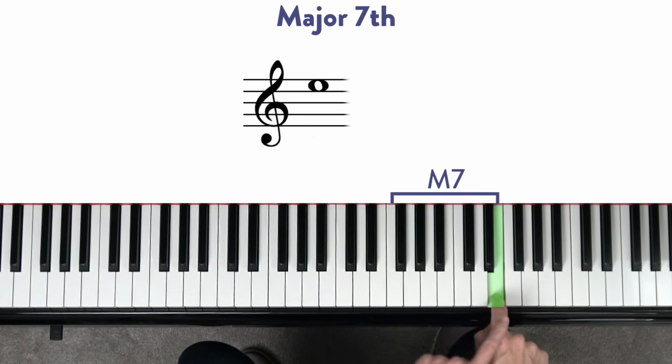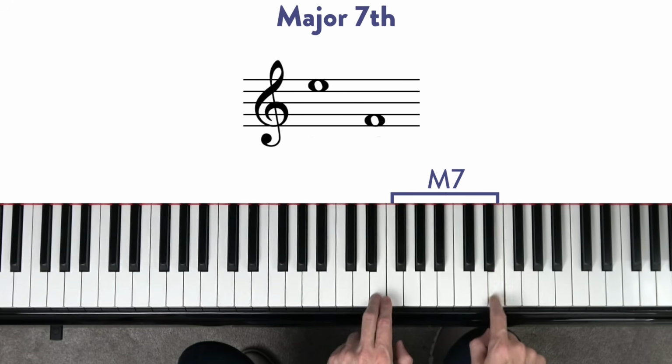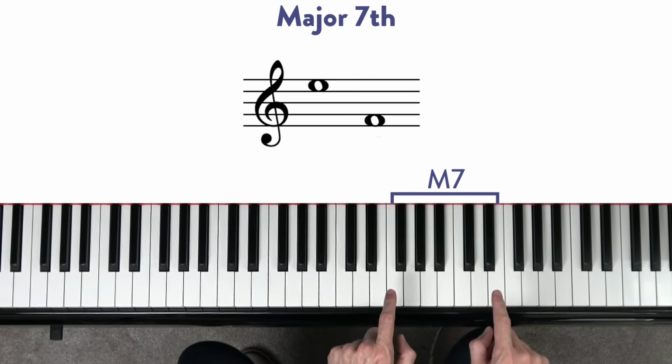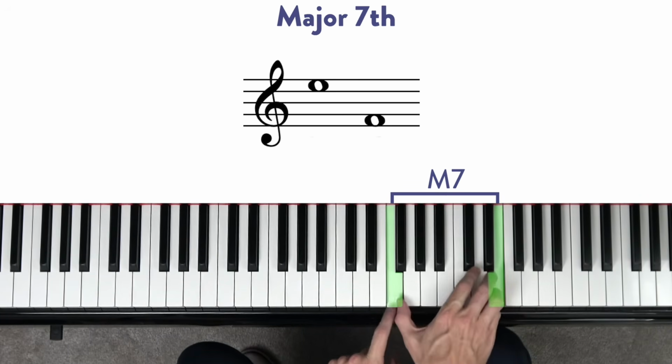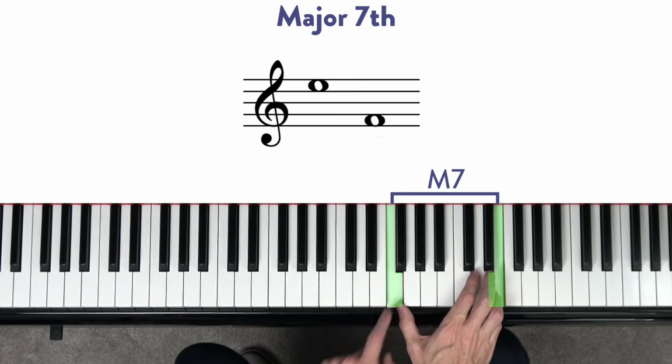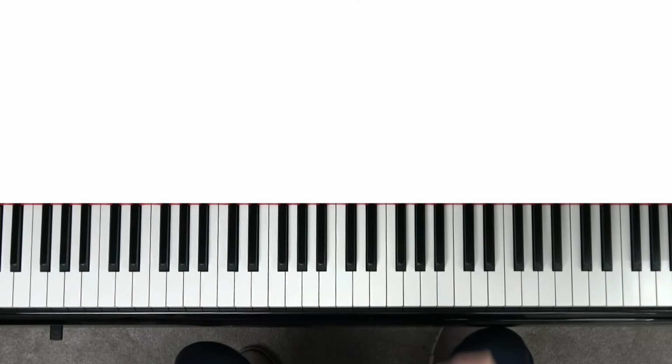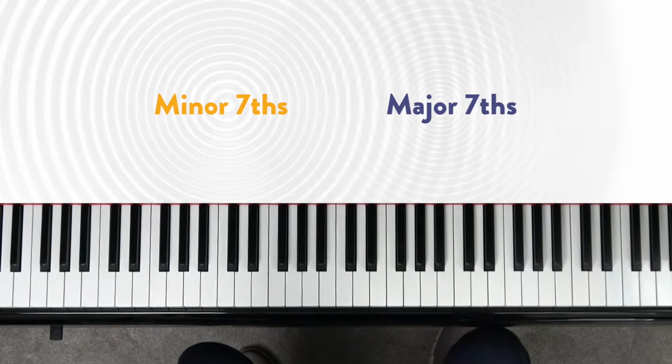If this is an E, we would need to call this F, not an E sharp, because we don't want E to E. We want the distance of 7 letters, and we already have what we need just using F to E. Now let's practice recognizing major and minor sevenths by ear.